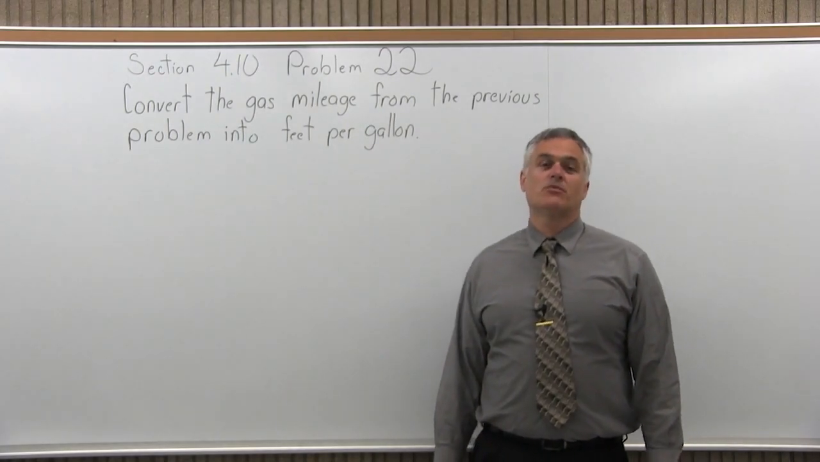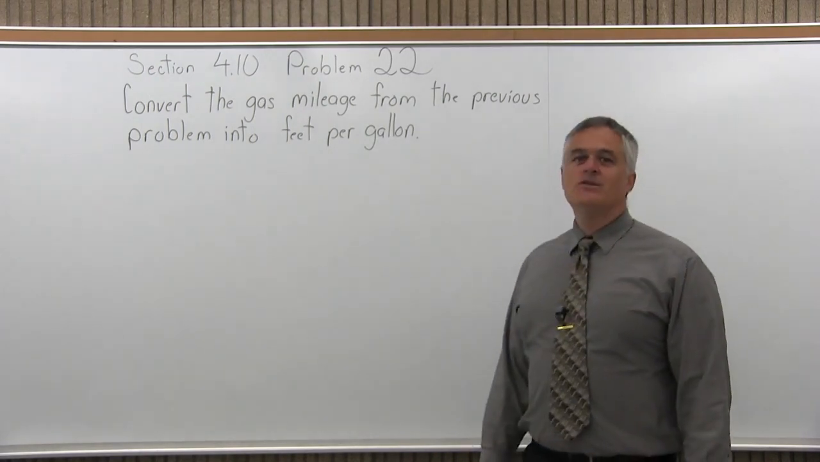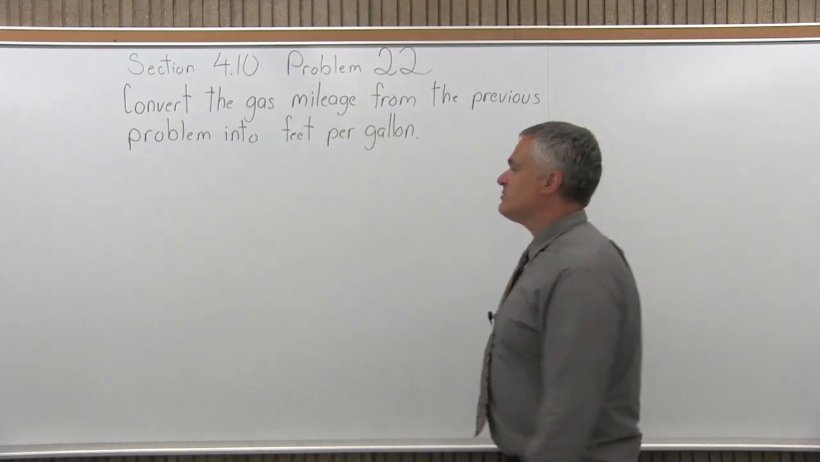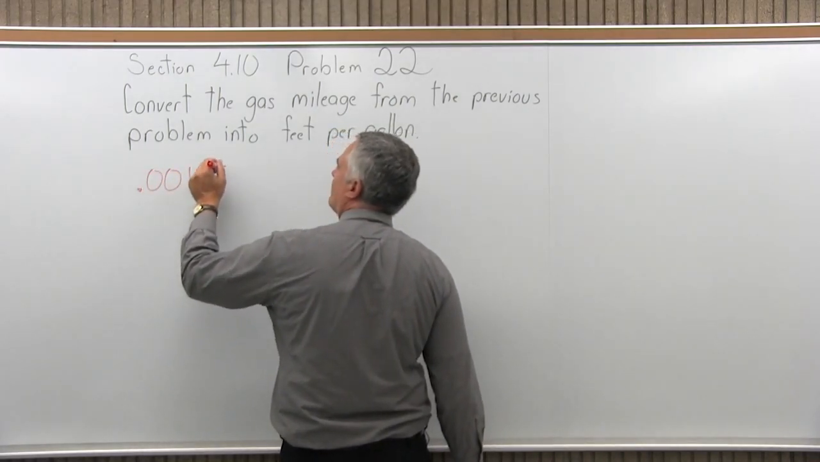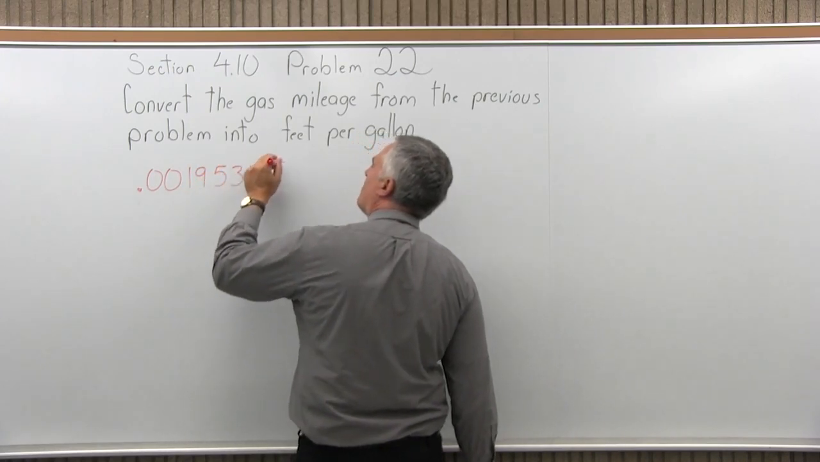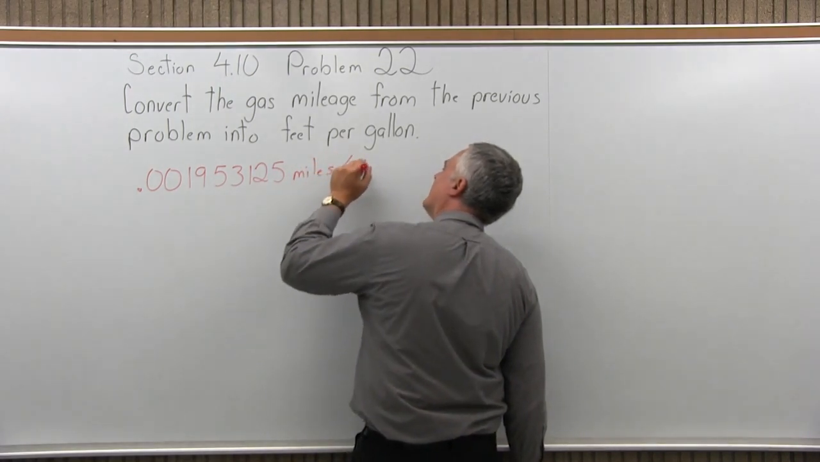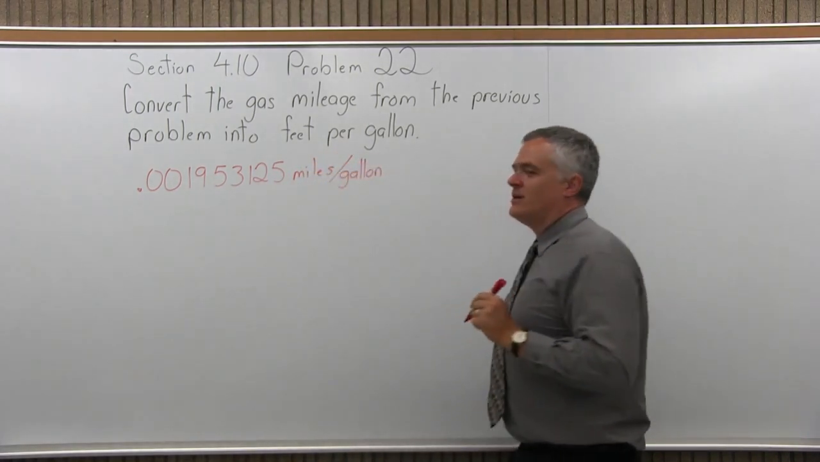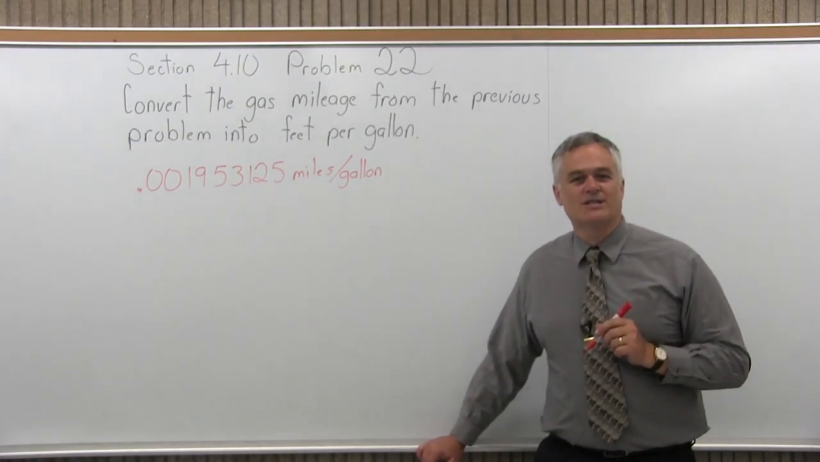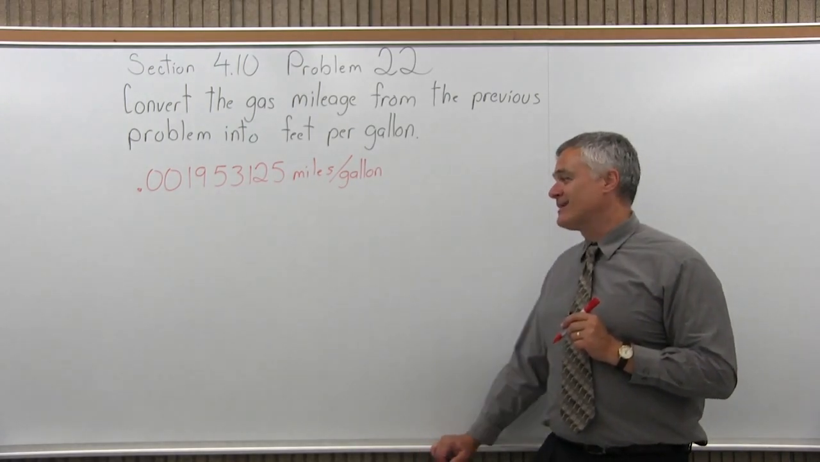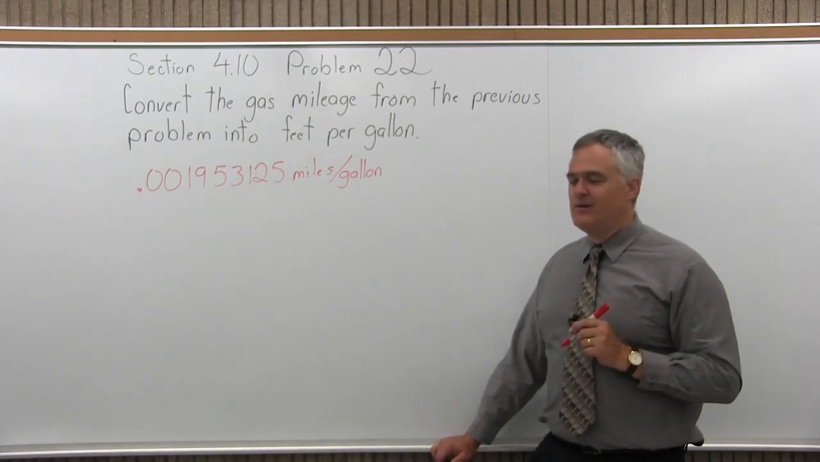This is Section 4.10, Problem 22. It says convert the gas mileage from the previous problem into feet per gallon. So the previous problem, the answer was 0.00195325 miles per gallon. And if you remember, that was the gas mileage for Grandpa Simpson's car when he claimed that he got 40 rods to the hogshead in his car, and that's the way he liked it. Miles per gallon, that's like very, very bad. So what is it in feet per gallon?